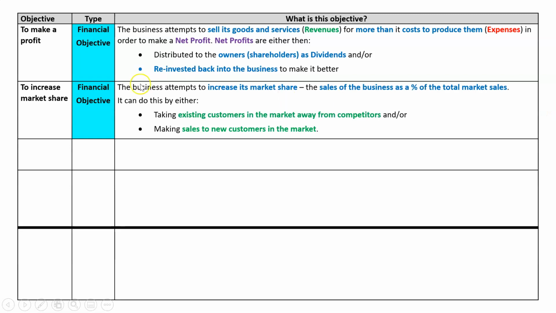We've got to increase market share. That is a financial objective. The business attempts to increase its percentage of sales of the total market. It can do this by either taking existing customers in the market away from a competitor or making sales to new customers who come into the market.